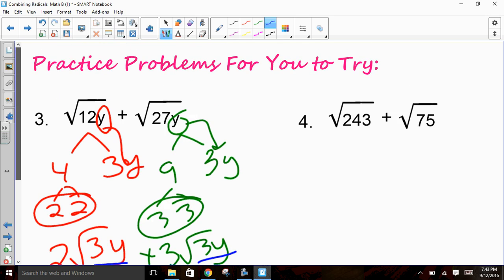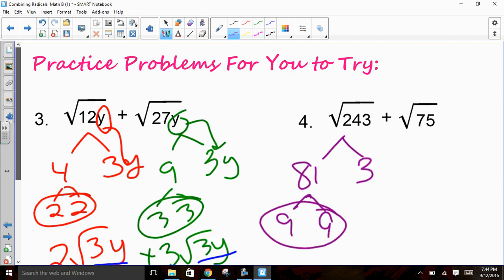All right, 243. Kind of saw this one, I believe, on the notes yesterday. I forgot. Hint, try 3. Oh, hey, 81 and 3. Okay, 81 is 9 and 9. Those are my buddies, so they're going to come out. 75 is quarters, so 25 and 3. 25 is 5 and 5, so those guys are going to come out.